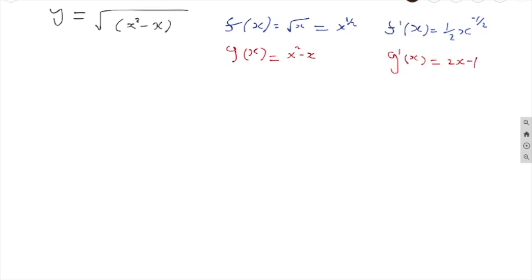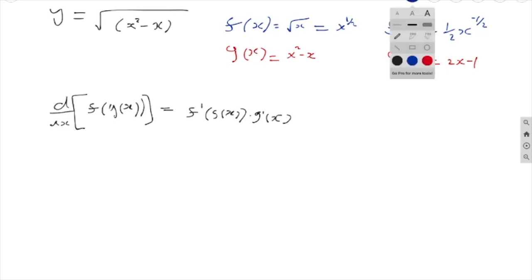If you'll recall the definition again, d by dx of some function acting on some function of x is equal to the outside function's derivative, f prime, applied to the same function, g of x, multiplied by the derivative of the function being impacted, g prime of x.